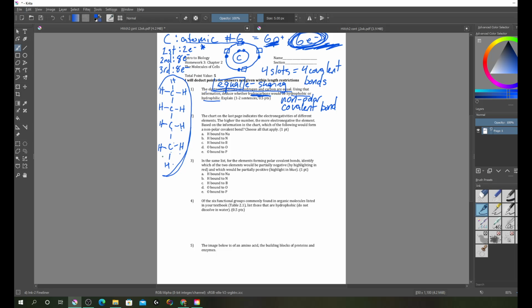There's no collection, there's no clustering of negatives and positives anywhere. So this is a neutral molecule. It has nothing to attract water.